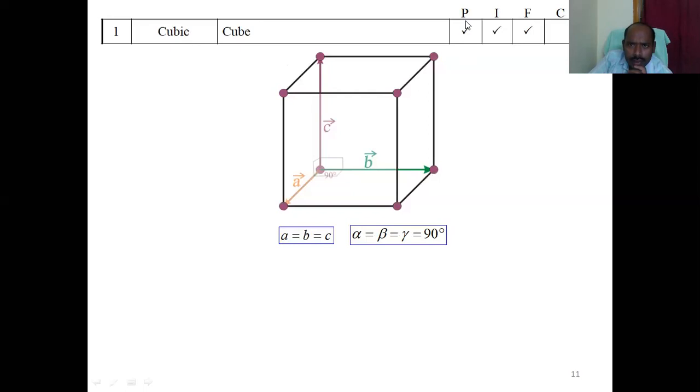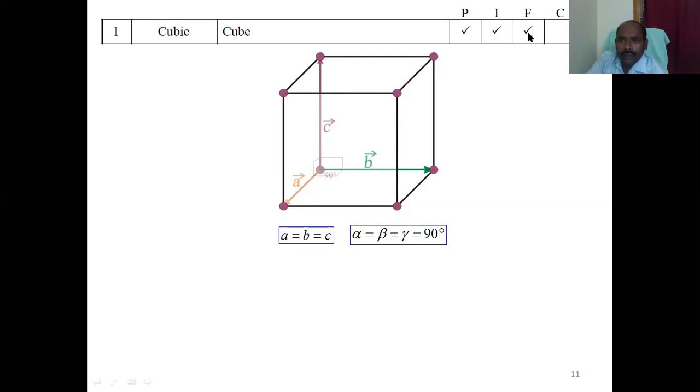Here, P is primitive, that means lattice points at corners only. I is body centered, that means at the point of intersection of body diagonals. So that is the body center. And F is face centered. In the case of body centered cubic, we have 8 lattice points at 8 corner points, and in addition to those, one point at the body center.